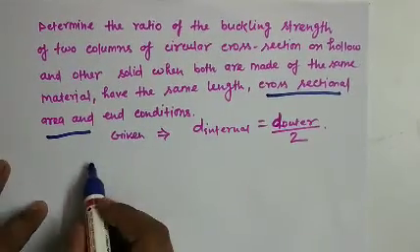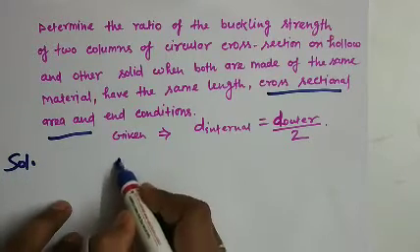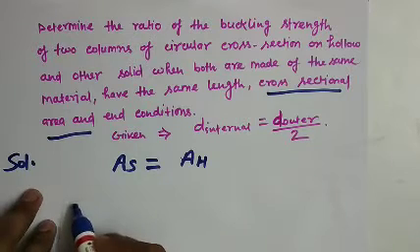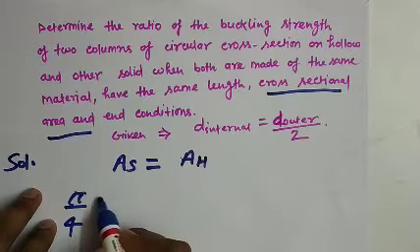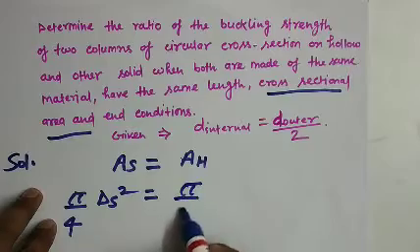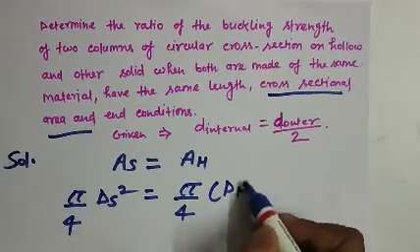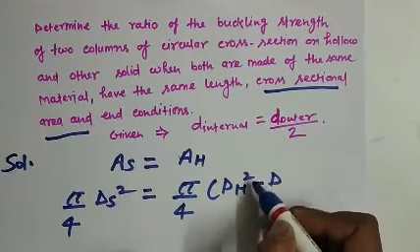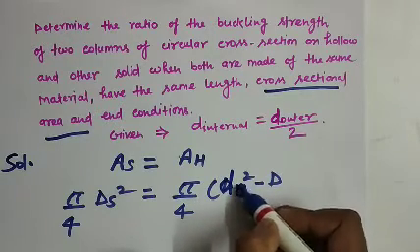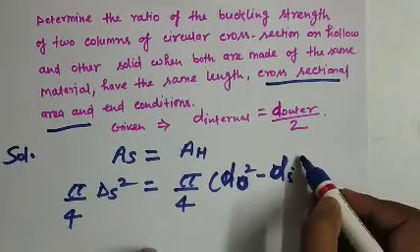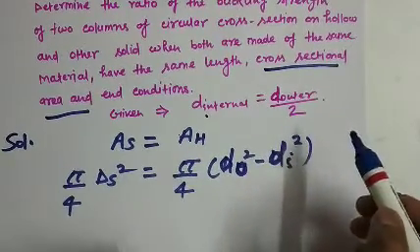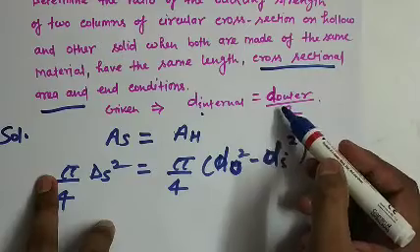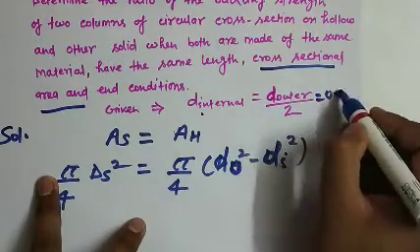Now the initial condition is given: the area of cross section is the same. The area of cross section of the solid column is equal to the area of cross section of the hollow column. The area of the solid section is pi by 4 ds square, and for the hollow section it is pi by 4 into d outer square minus d inner square. Here d inner is given as d outer upon 2, so put the value here. This is d inner equal to 0.5 d outer.